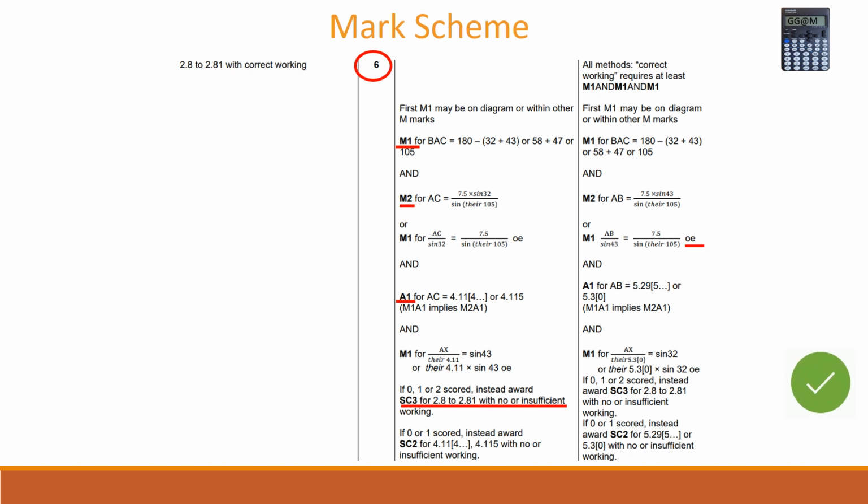SC3 means if you've got an answer of 2.8 to 2.81, which is the final answer, with no or insufficient working, you get a maximum of 3 marks because the question said you must show your working out. If you've got an answer of 4.11 or 4.115, you will get 2 marks, so SC2 means 2 method marks for no or insufficient working if you just got to this stage.